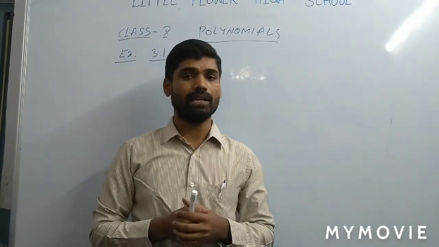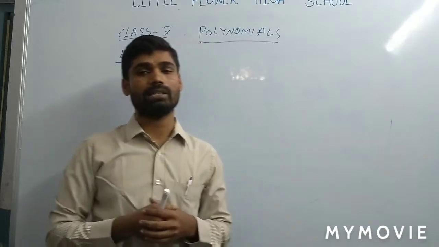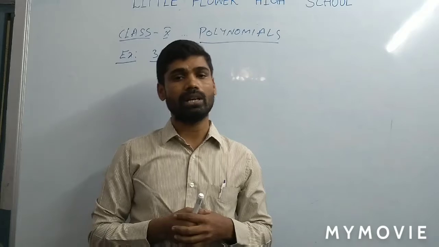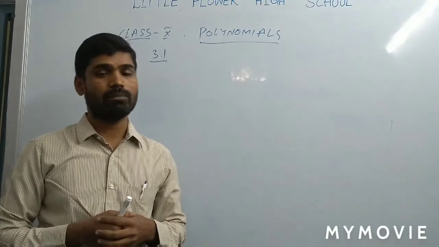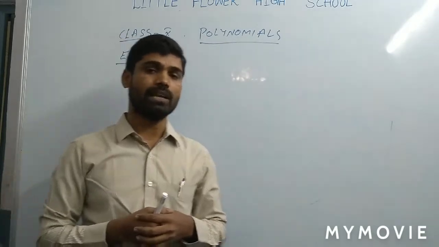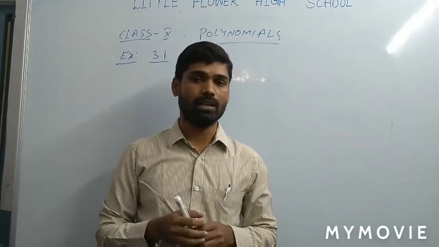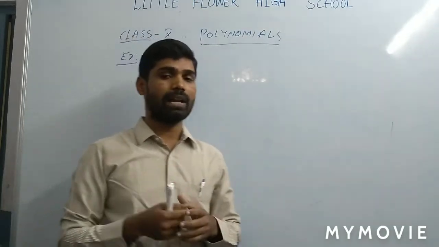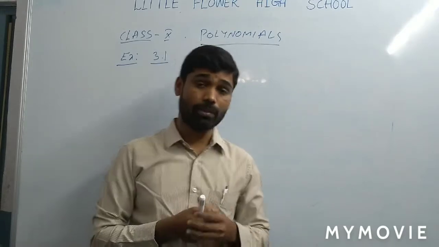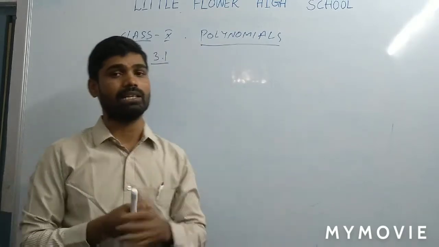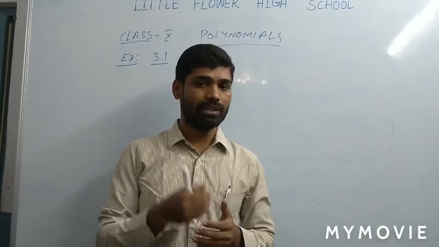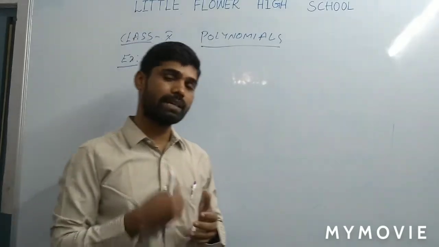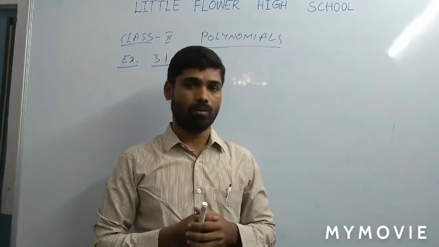When the degree is 1, it is called a linear polynomial, and when the degree is 2, it is called a quadratic polynomial, and when the degree is 3, a cubic polynomial. When the degree is 4, we call that a biquadratic polynomial, right? So based on the terms and the degrees we completed. On this topic we have exercise 3.1 in our class. So let us complete this exercise.